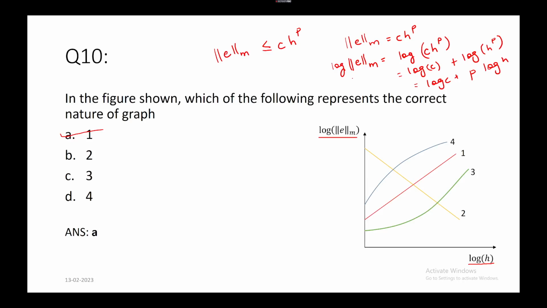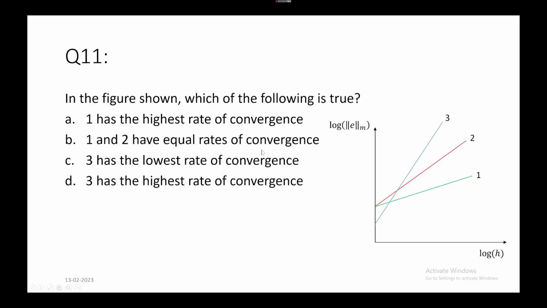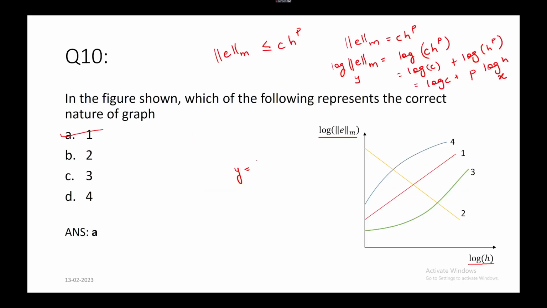If you plot this equation with this as y and this as x, it is of the form y is equal to mx plus c, where m is the slope. So it is a straight line, and your slope is equal to p. So this is why the answer is 1. It is a straight line whose slope is p.